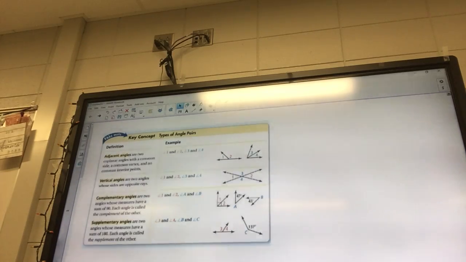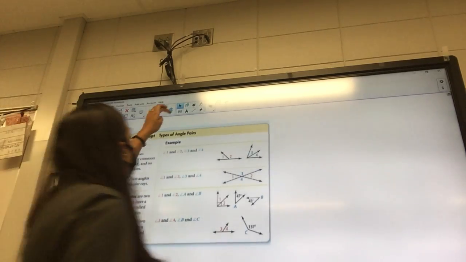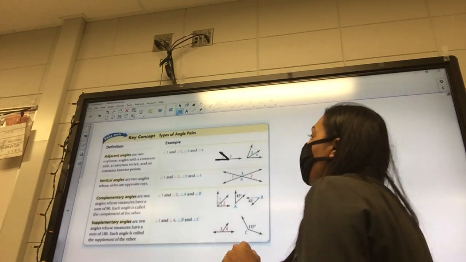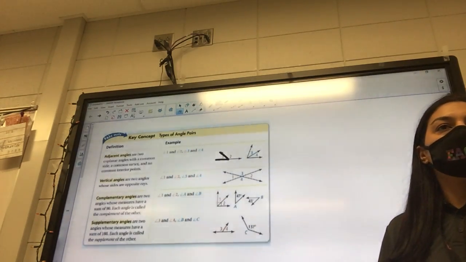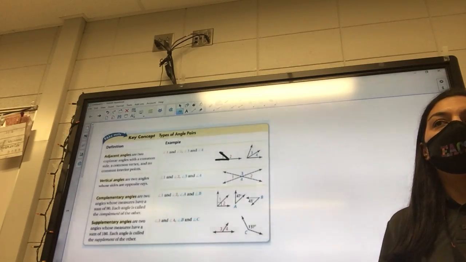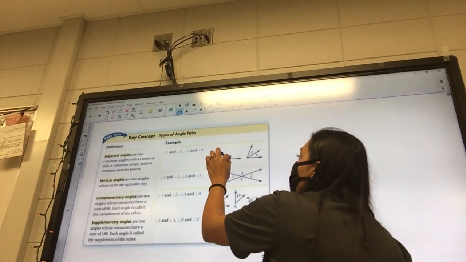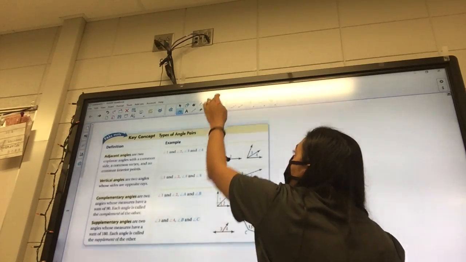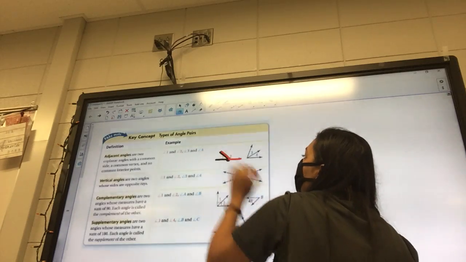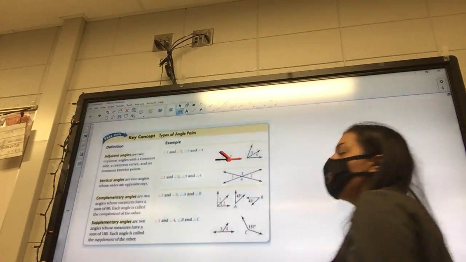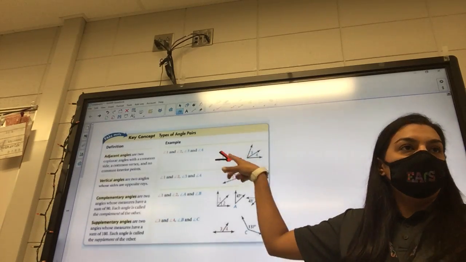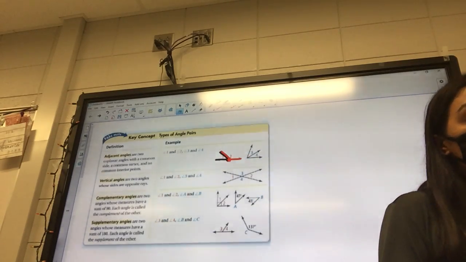So if we look at angle 1 by itself, that's this one. Where is that vertex at? What's a vertex? A vertex is a specific point. It's where the two rays meet. So here is the vertex of angle 1. And if we look at the vertex on angle 2, here's angle 2, this one. They share the same vertex, and they share a side, right? It's red and black right here. So that's adjacent angles.